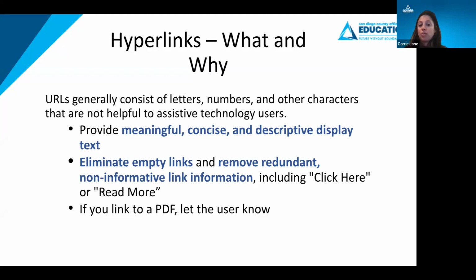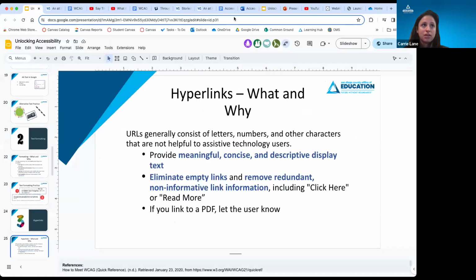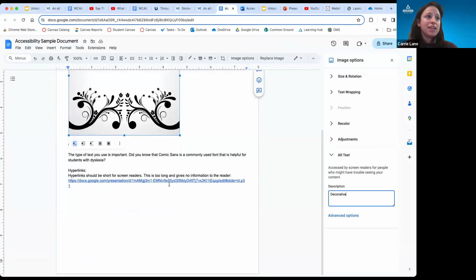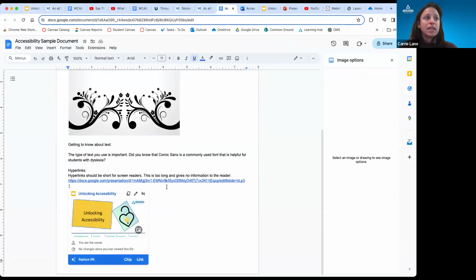For example, if it's going to the San Diego County Office website, you would change the text to say San Diego County Office website. If it's going to a PDF or a document, you might want to let somebody know. I'll show in Google how you would do this. When you have a link, this one's really long, you can click into the link and then hit this pencil icon.